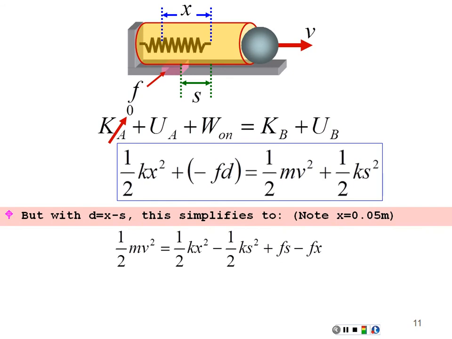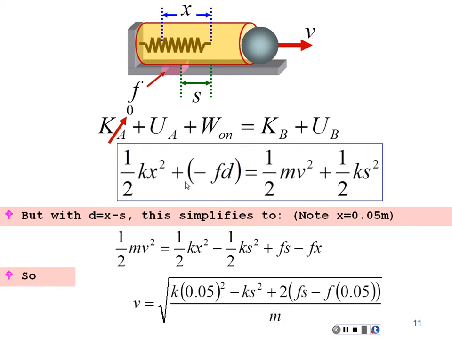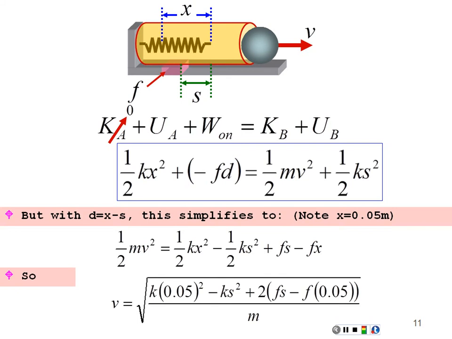We now have 1/2 mass times the velocity of B squared is equal to 1/2 kx squared, which is a definite value, minus 1/2 ks squared, which is a variable value, plus F times S minus F times x. S is our variable. Solving for the velocity as a function of our variable S, we have velocity is equal to the square root of k times 0.05 squared minus ks squared plus 2 times F times S minus F times x, which is 0.05 meters, divided by the mass. All right, so we have our velocity in terms of a variable distance S.